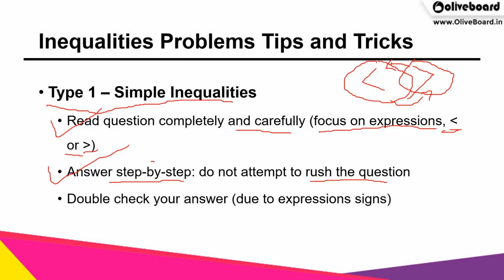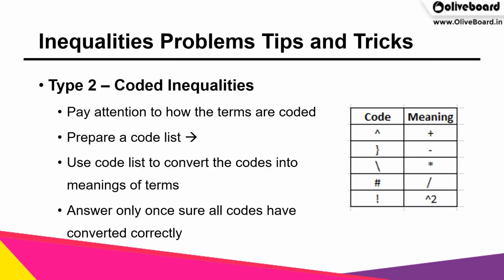And what do I mean by step? It means that you convert the question into an inequality, they will give you that, and you have to see exactly which number is less than this, which is bigger than that, and so on. That is what you have to look at. And of course, this is a no-brainer: double check your answer because of the expression signs. I'm referring to those expressions. This is very, very important because a lot of students make mistakes. So these are the things that you should take care of when you are attempting simple inequalities.